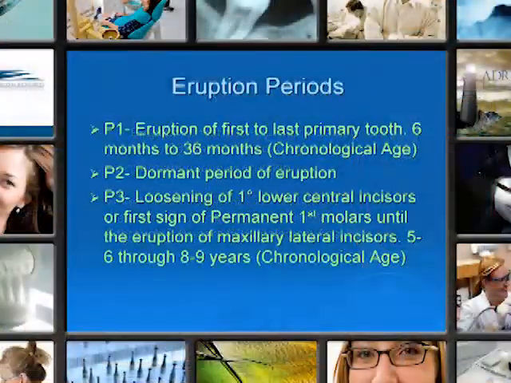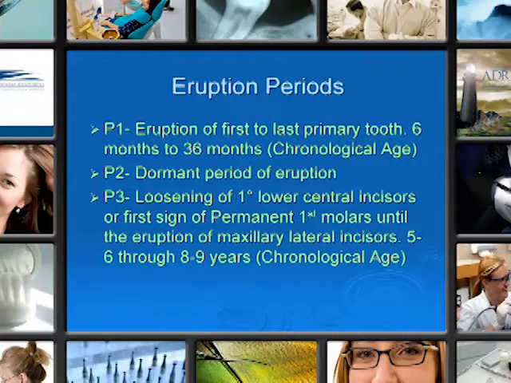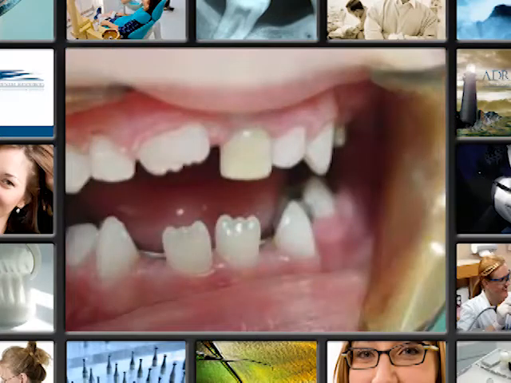Period 1 is the eruption of the first to the last primary tooth, 6 months to 36 months of age. Period 2 is a dormant period of eruption, and period 3 is the loosening of the primary central incisors, or the first sign of the permanent first molars, until the eruption of the maxillary lateral incisors, ages 5 through 6, 8 through 9 in boys. Period 3, here's a slide that just shows what period 3 looks like. We've got central incisors coming in the maxilla, and we have 2 lower central permanent incisors on the mandible.